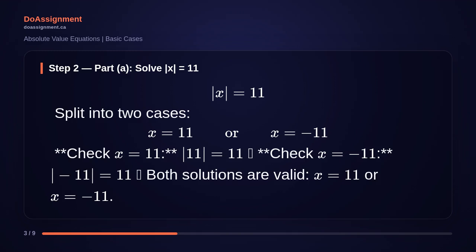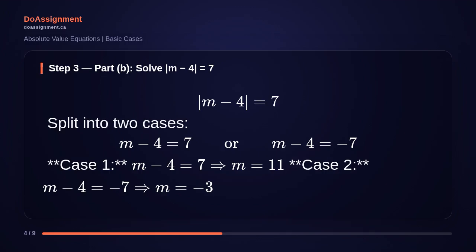For part A, the absolute value of x equals 11. Splitting gives x equals 11 or x equals negative 11. Checking, the absolute value of 11 is 11, which checks out. The absolute value of negative 11 is also 11, which checks out. Both solutions are valid.